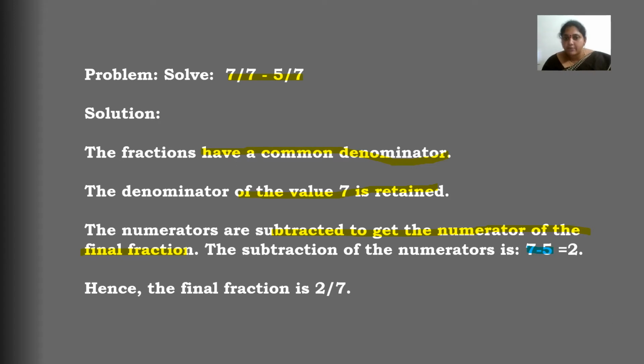When I do 7 minus 5, what will be my number here? My number will be 2. I got my numerator. So what will be my final fraction? My final fraction is 2 and the same denominator 7 is written. So my final fraction is 2 by 7.